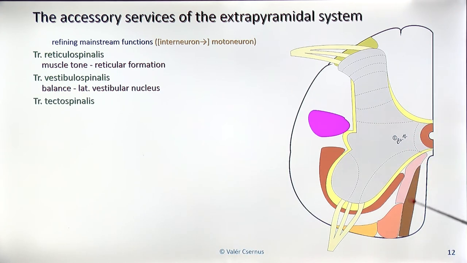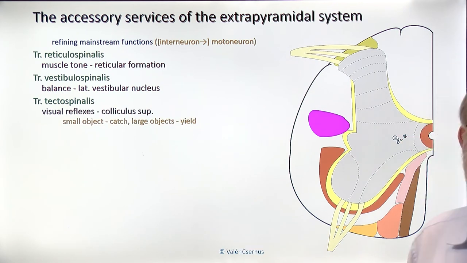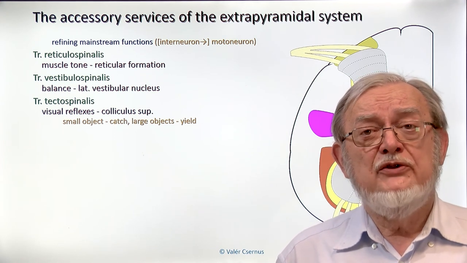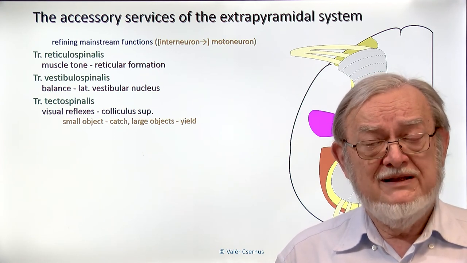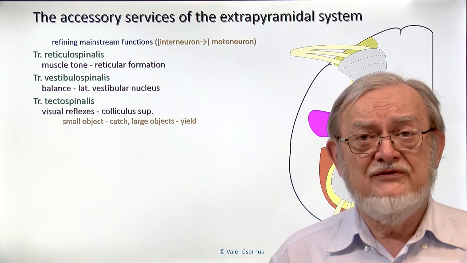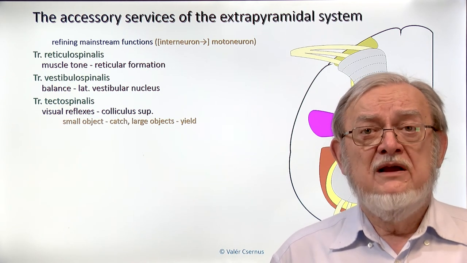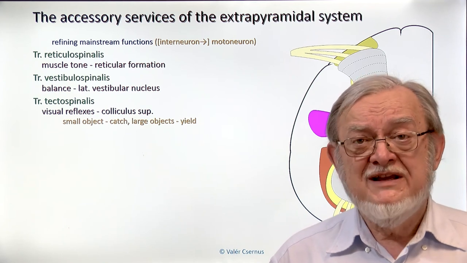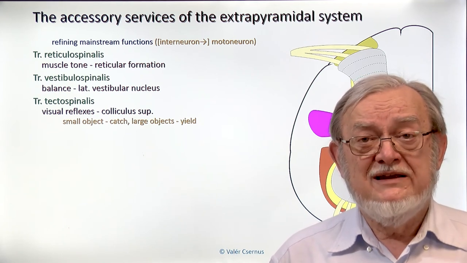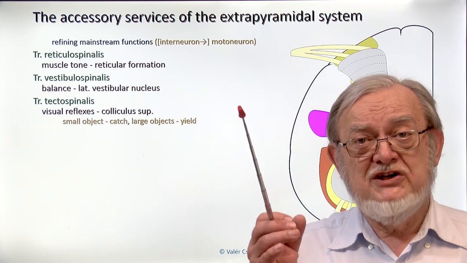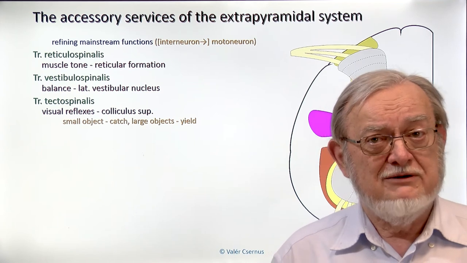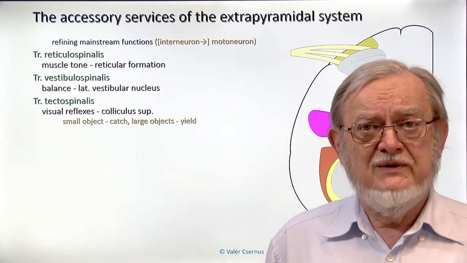The tectospinal pathway comes from the tectum, especially from the superior colliculus. The superior colliculus is a very interesting nucleus. In all of the non-mammalian vertebrates, this is the highest center of the visual system. Crocodiles, frogs, and even chickens or birds see with that. For instance, if you disassemble the head of a chicken, almost half of the brain is superior colliculus, because birds see very well.